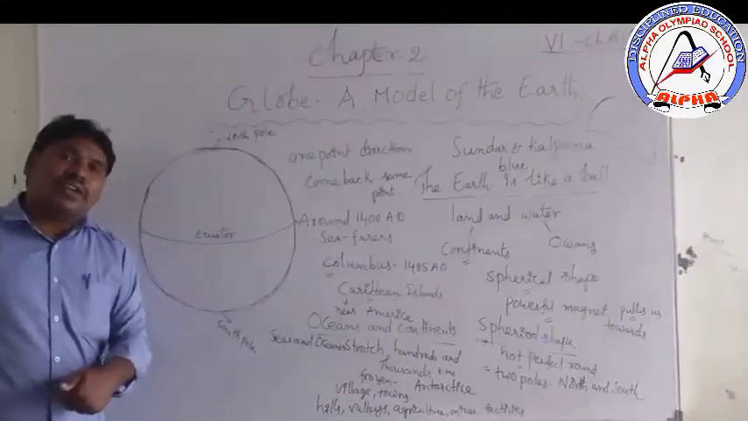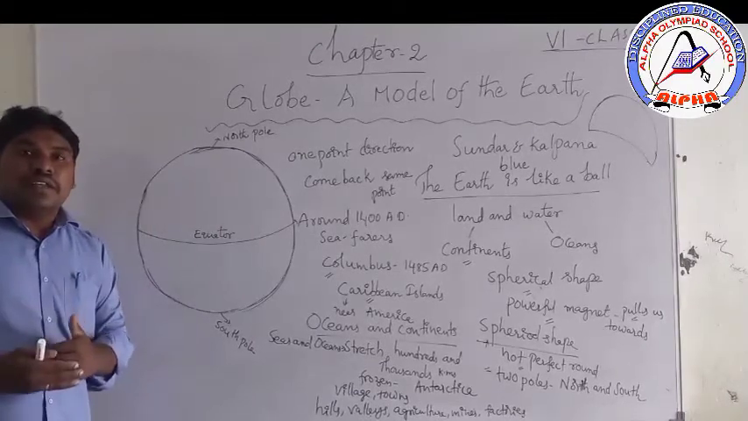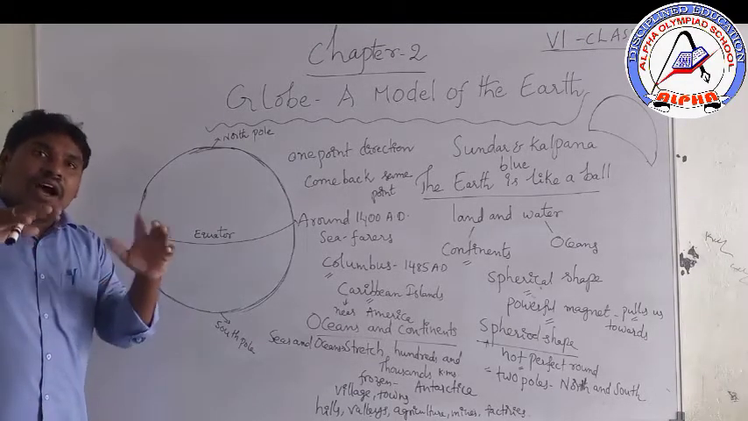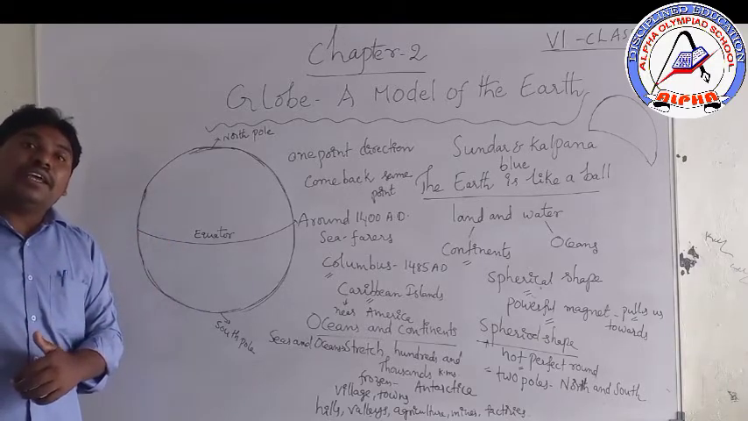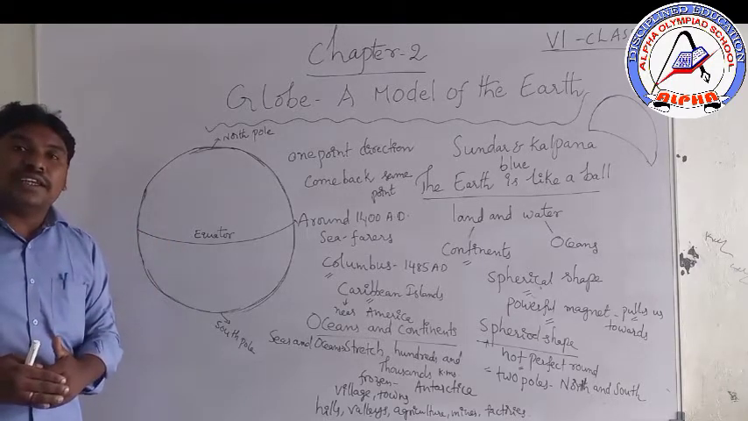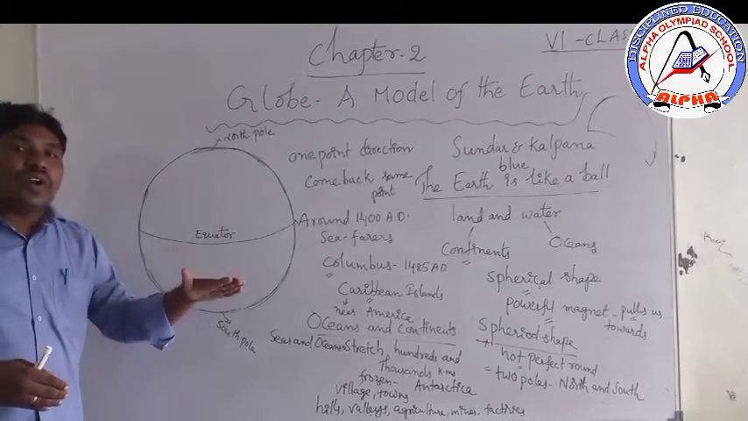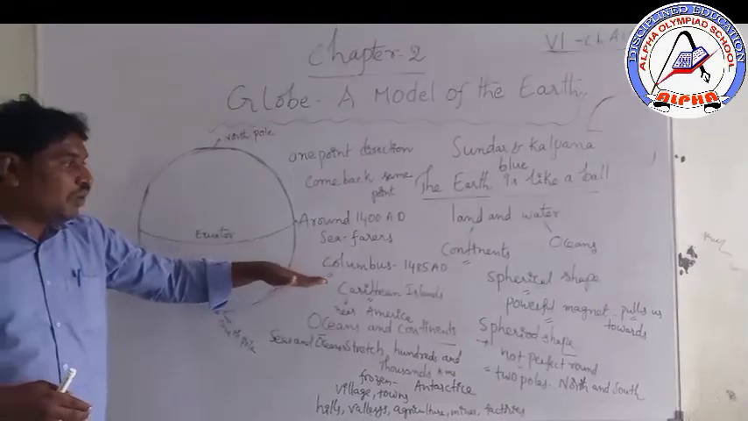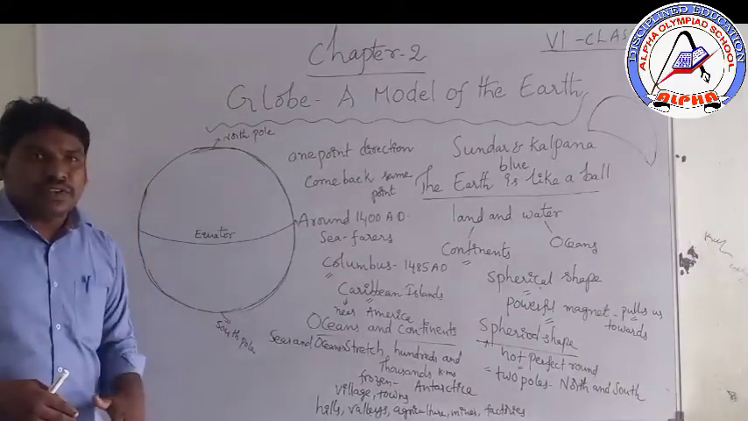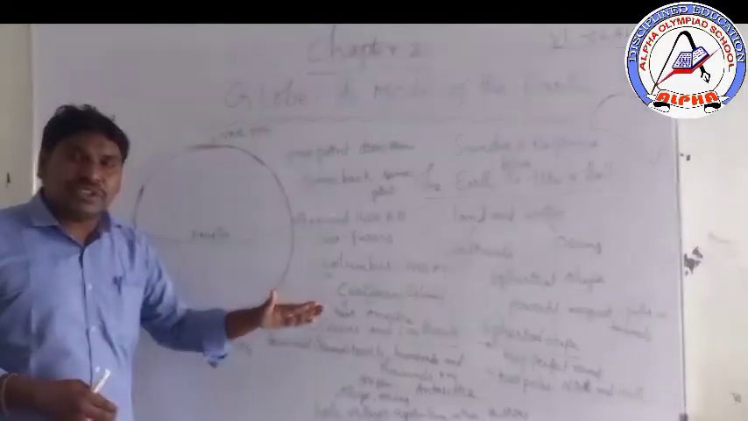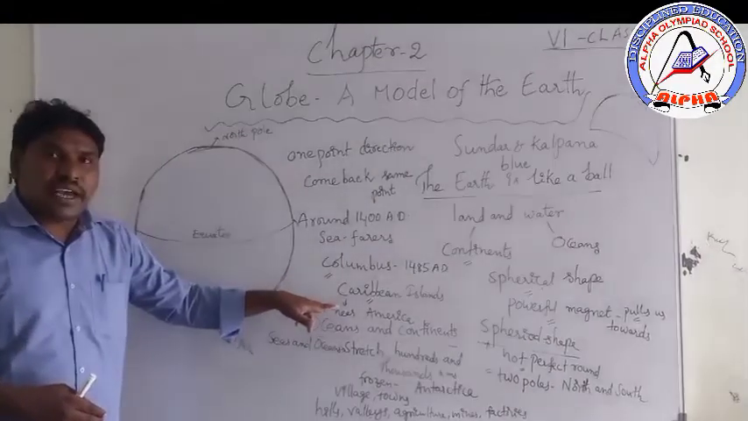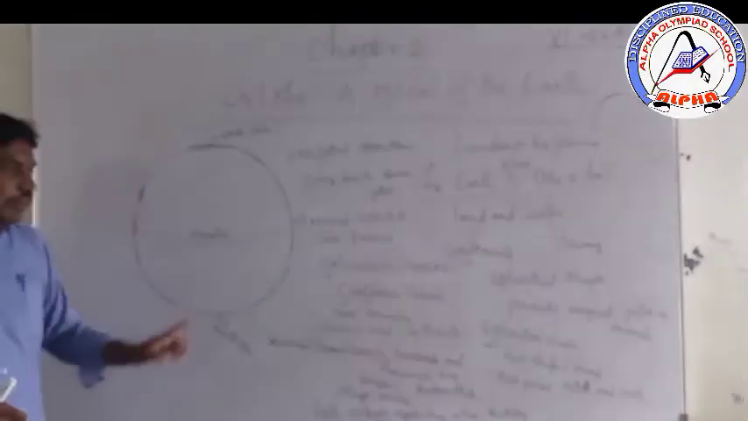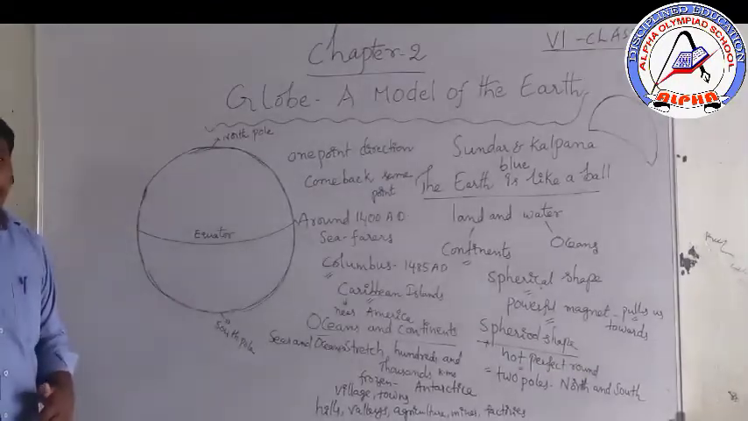But after that, Vasco da Gama, who belongs to Portugal, traveled around Africa. Finally he reached India. That is the reason they say that Vasco da Gama discovered the sea route to India. But here we discussed Christopher Columbus. He traveled westwards and reached the Caribbean Islands near America. His hope was to reach India, but he did not.